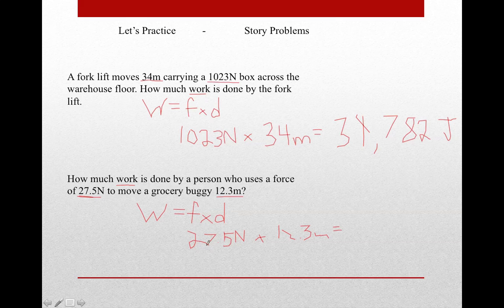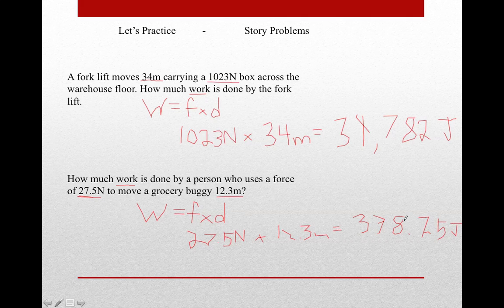So, my force was 27.5 newtons. I have to multiply that times my distance, the distance the grocery cart went, 12.3. I get 338.25. What am I missing? My units, joules.